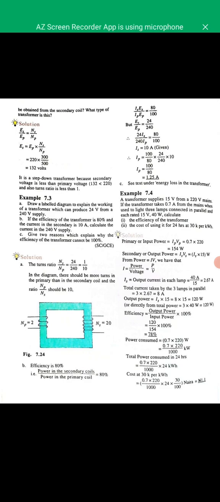If you observe, initially what we had was 0.1, which is a step-down transformer. But the question wants us to transform it to a step-down transformer. So the only way to do that is to increase the number of turns in the primary coil.